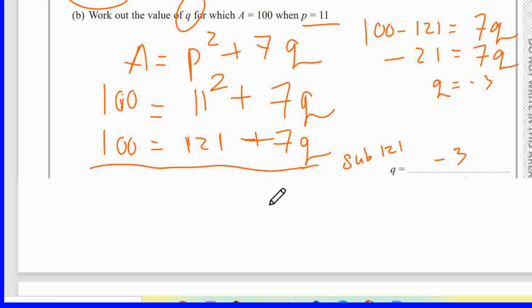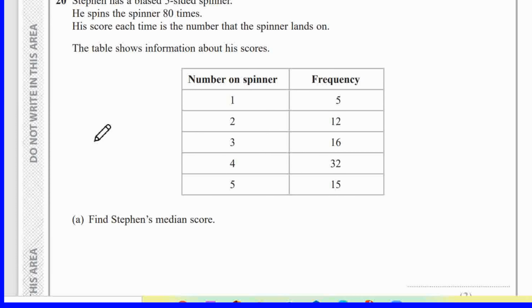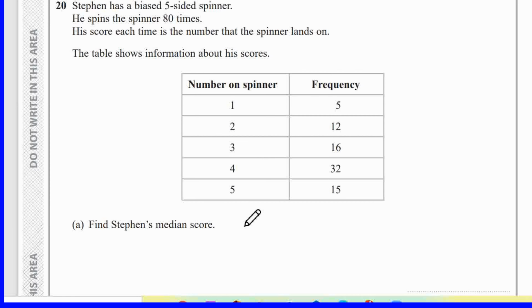Now we see number 20. Stephen has a biased 5-sided spinner. He spins the spinner 80 times. The score each time is the number that the spinner lands on. The table shows the information here. Find Stephen's median score.